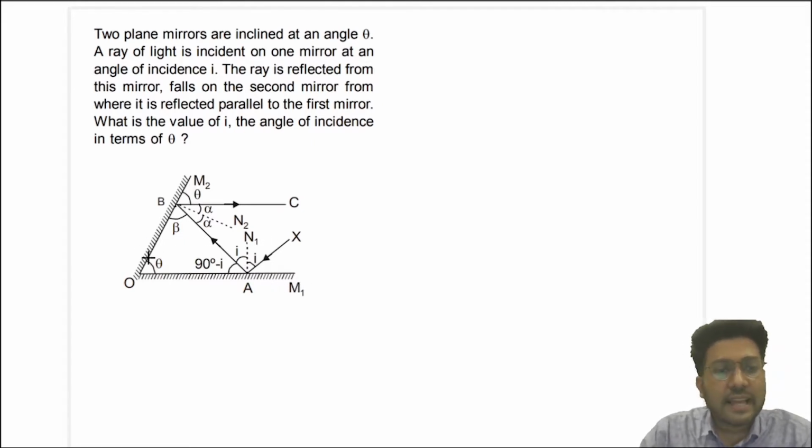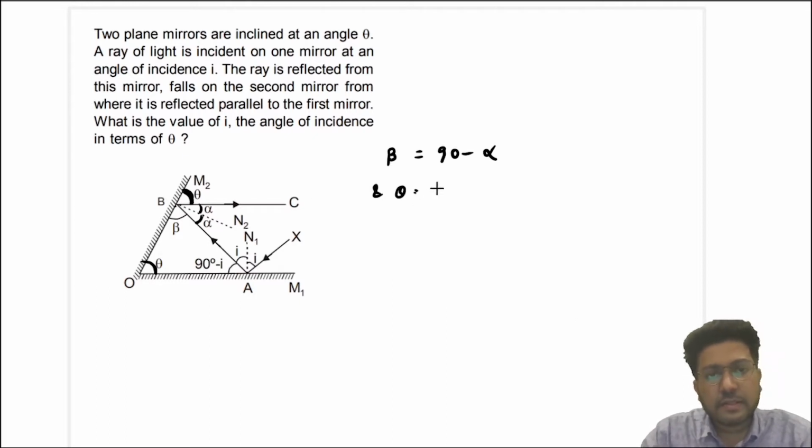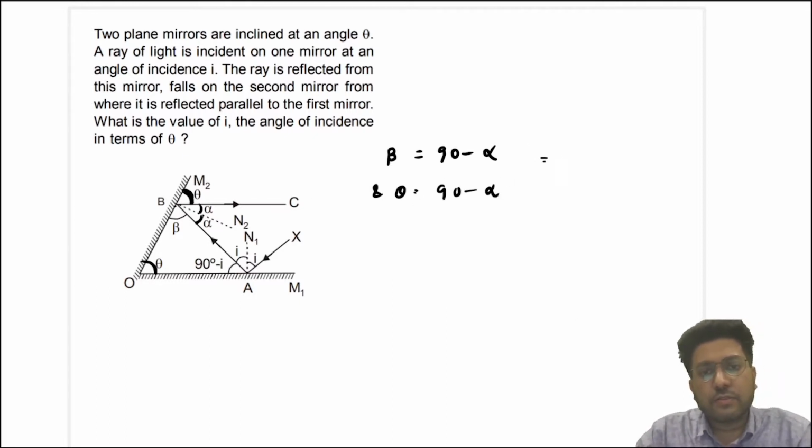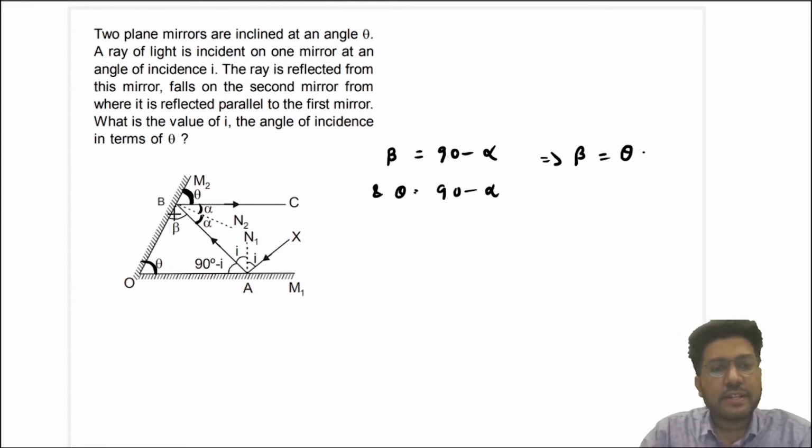So if this angle is theta, definitely this angle is theta, right? Okay, if this angle is alpha, this angle is alpha. So beta, from here you can see beta will be equal to theta. Why? Because beta is 90 minus alpha and theta is also 90 minus alpha, because this is the normal. So from this we will say that beta is equal to theta. So this angle we have already got.